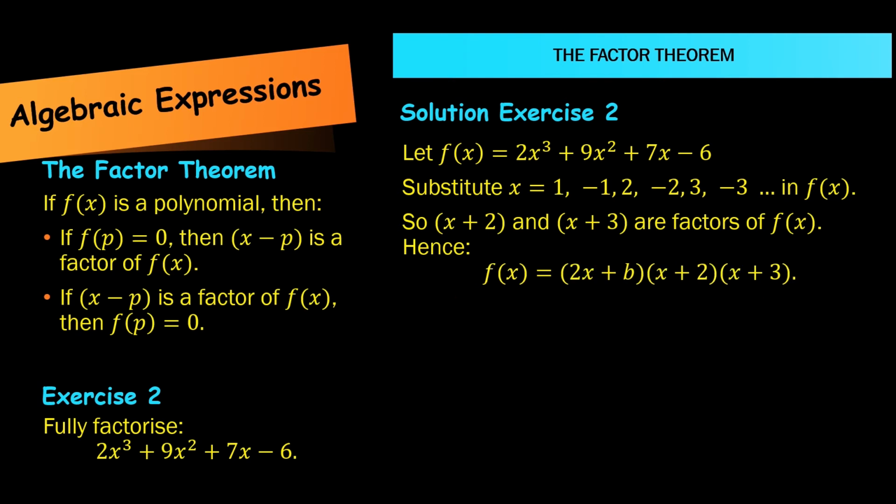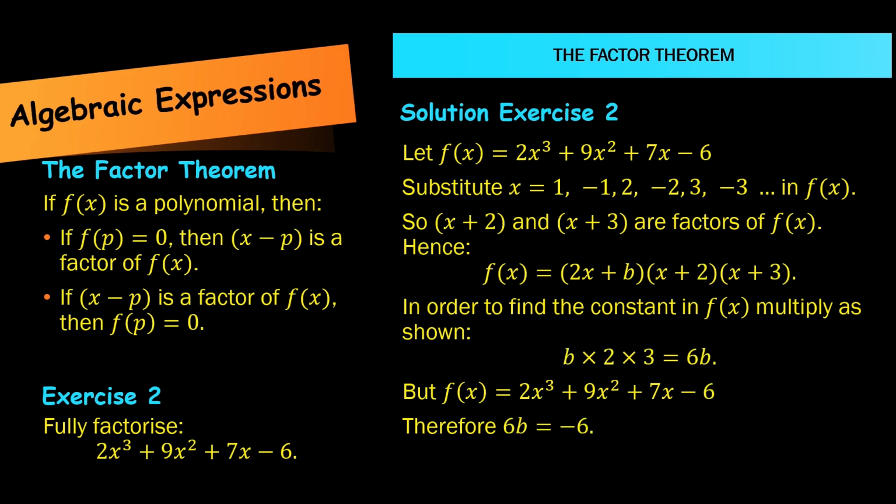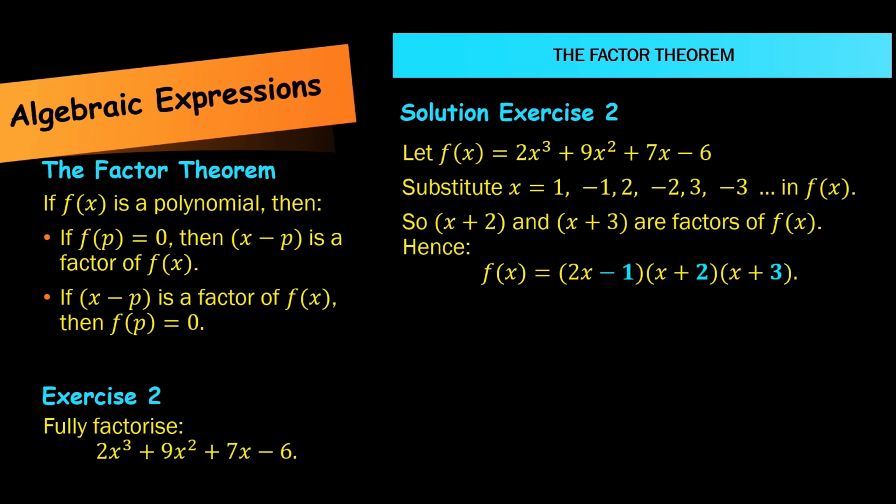Now, we also know that when we multiply all the constants together in these factors, in other words b times 2 times 3, we obtain 6b, but we also know that the constant term is equal to minus 6, as shown. Therefore, we can conclude that 6b equals minus 6, and therefore b is equal to minus 1. So we have now fully factorized f of x as 2x minus 1 times x plus 2 times x plus 3, as shown.